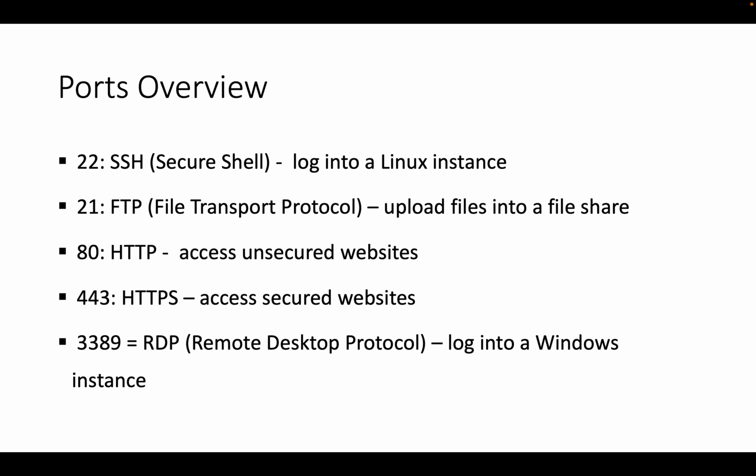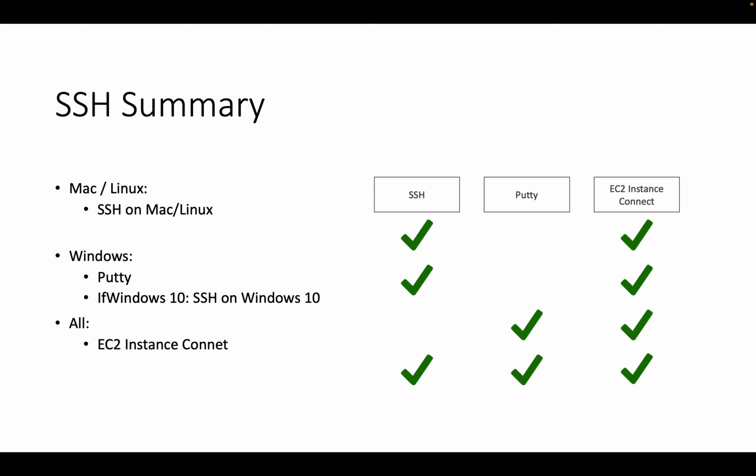So this is the port overview that we need to understand as well. 22 is for the SSH protocol, 21 is for FTP, 80 is for HTTP, 443 is for HTTPS, and 3389 is for RDP, the Remote Desktop Protocol, into your Windows instance. As I showed here, for Mac and Linux we use SSH. For Windows we are using PuTTY. In Windows 10 we can use SSH on Windows 10, and EC2 Instance Connect.